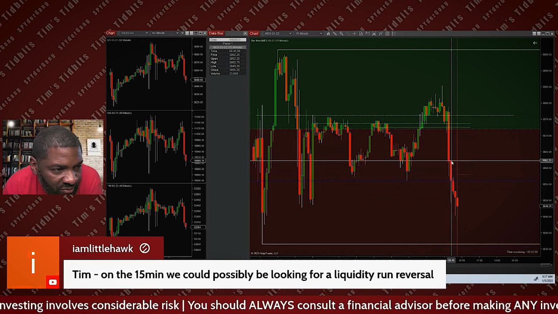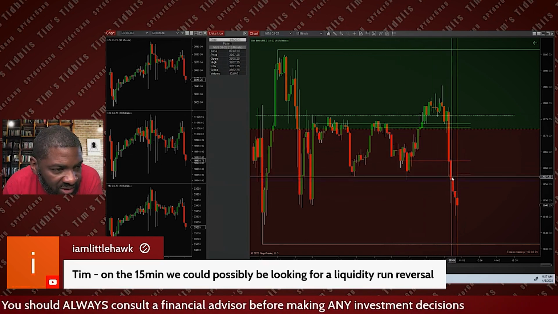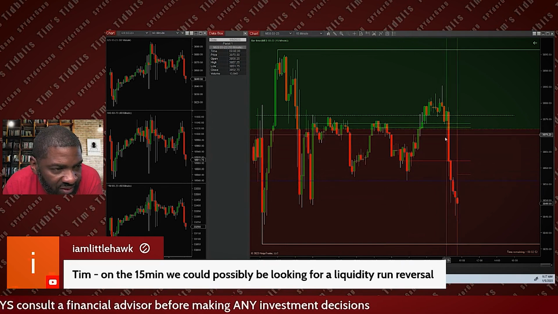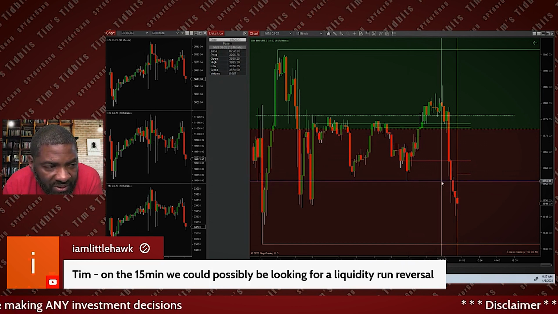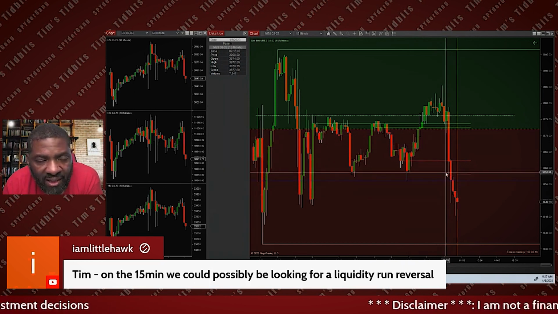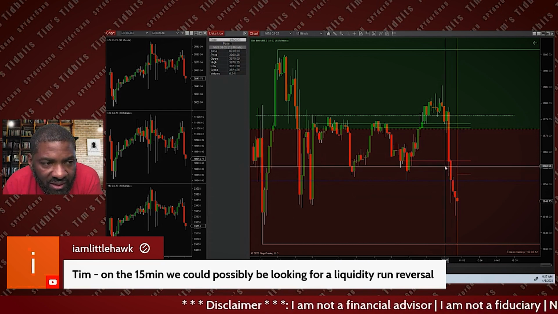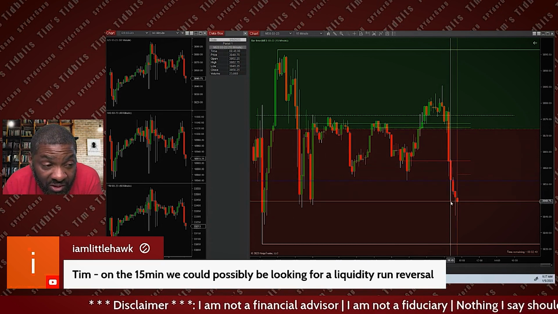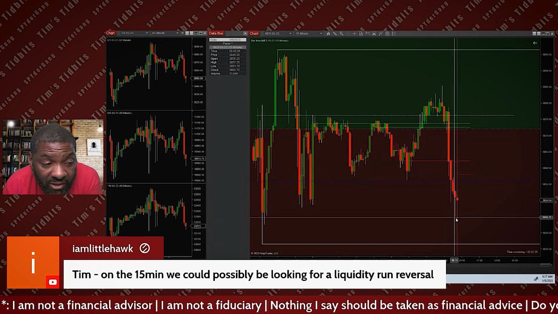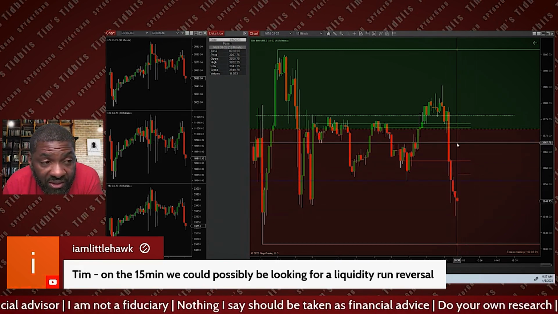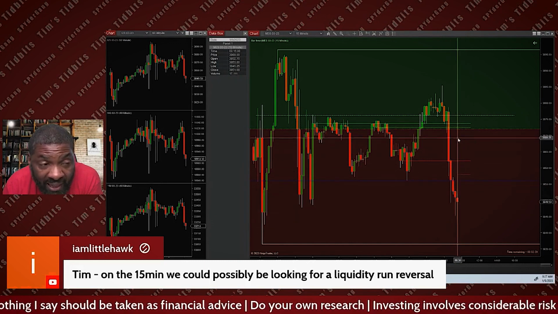Then we wicked off, and then the candle that actually broke the market structure is the candle that made the fair value gap, right? That right there technically is not my setup. It is a breaking market structure with a fair value gap. That would be a breaking market structure, fair value gap retrace, right? That will be a likely trade.